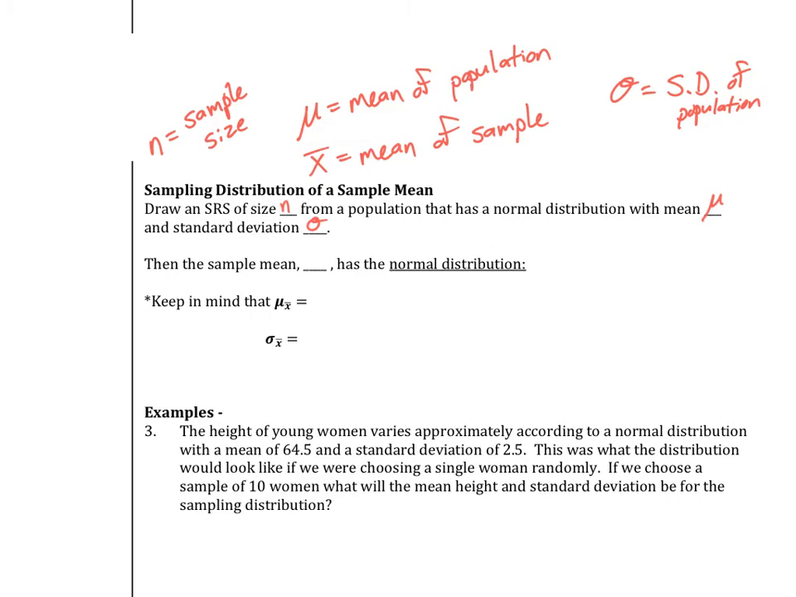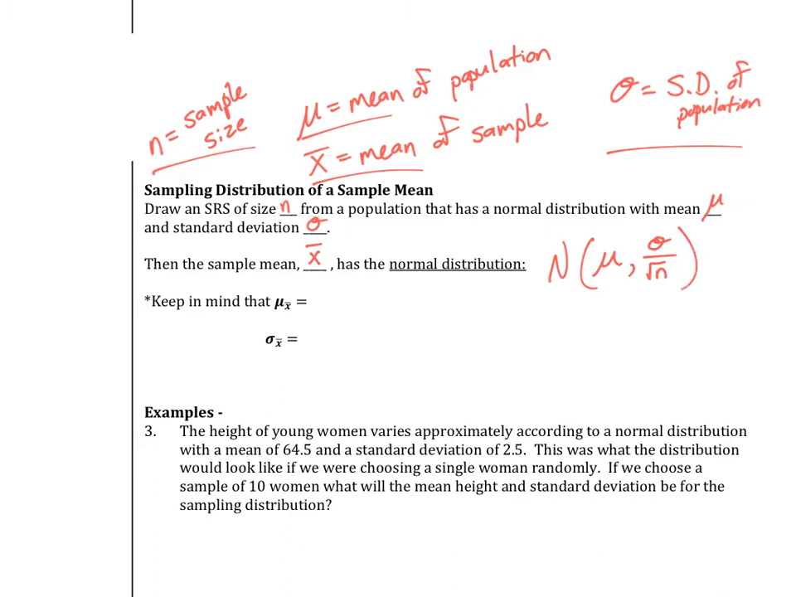Okay, so those are the numbers we'll need to know: sigma, u, x bar, and n. All right, the sample mean, like we said, is x bar, and it has the normal distribution. So we'll write it like this: N, and then it's going to be u, comma, and then sigma divided by the square root of n.